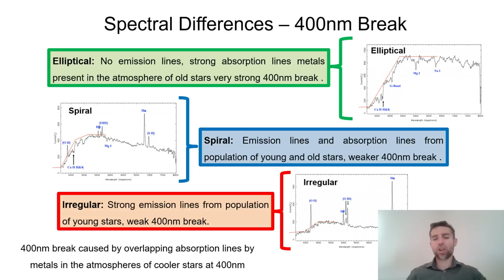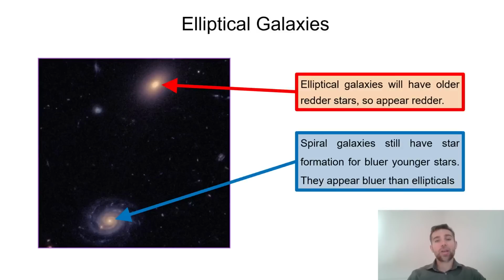Irregular and starburst, these have very strong emission lines. They have significant amount of star formation occurring. Very, very weak 400 nanometer break because they have very little red stars there, or if they do, they are overpowered by the much brighter young stars from the star formation. So just comparing ellipticals to spirals, colour-wise, we would expect elliptical galaxies to be redder because they have much redder stars as a population than your spirals, which appear bluer. So always remember, spirals blue, ellipticals red.